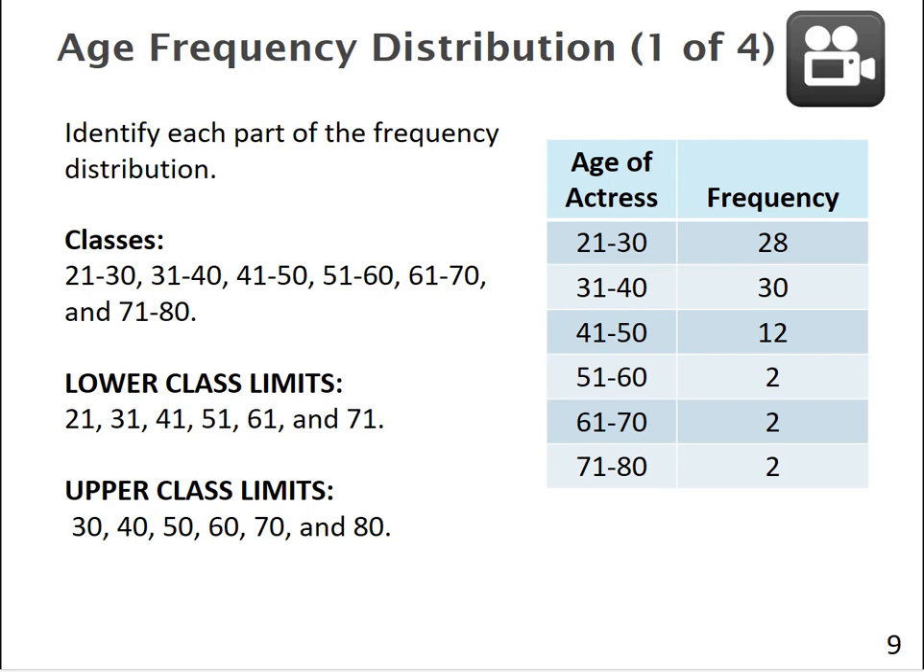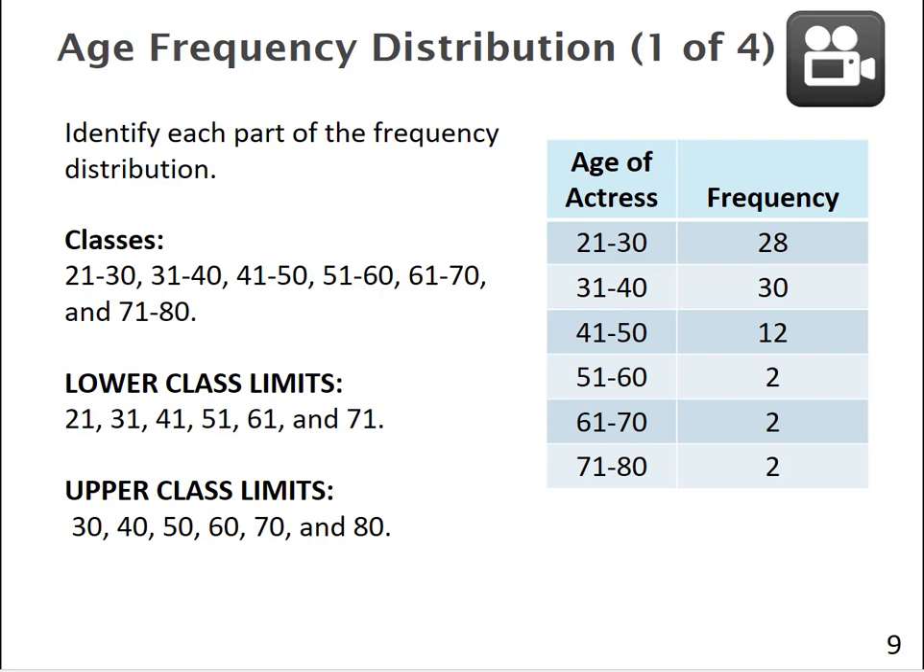In part 1 we're going to look at classes. So on our table, which we have included here on the right hand side of the screen, we created 2 columns, and the left hand column we labeled age of actresses, where underneath that column we created different age groups that we sorted our actresses into. These age groups that you have listed here, 21 to 30, 31 to 40, 41 to 50, 51 to 60, 61 to 70, and 71 to 80, all represent classes.